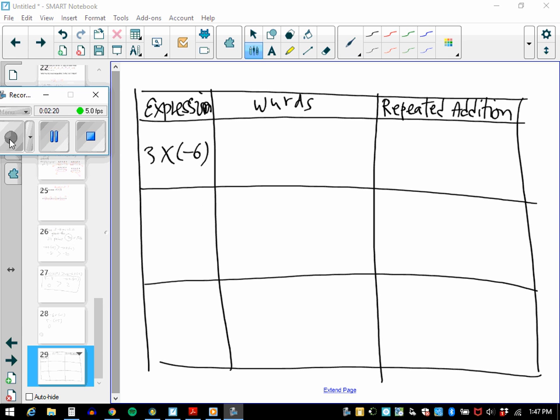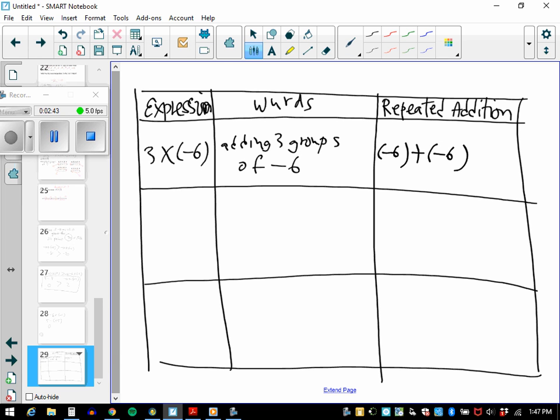Okay, your next question gives you this chart and says the expression 3 times -6. How would you say that in words? Yes, I misspelled words. 3 groups of -6 is what you say. Adding 3 groups of -6. In repeated addition, that's 1 group of -6 plus another group of -6 plus another group of -6. So for your first question, that's your answer.